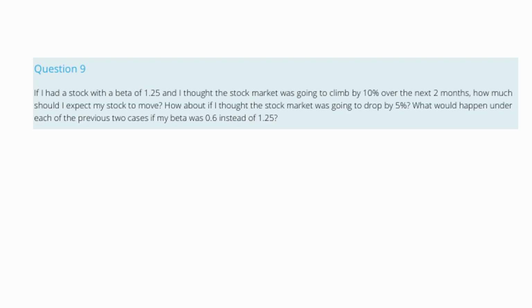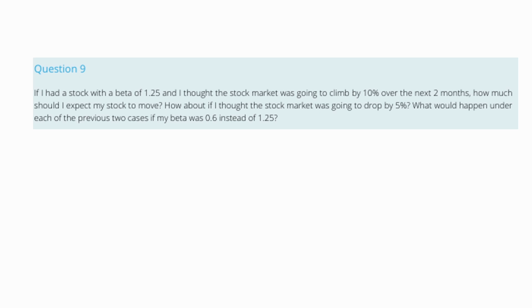The stock should increase by 12.5%. While in reality it will likely increase by either more or less than 12.5%, your best guess today would be for an increase of 12.5%. If it increased by more than 12.5%, it would be because firm-specific factors turned out positive, and if it increased by less than 12.5% or dropped, it would be because firm-specific factors turned out to be negative. The 12.5% is based on the firm's sensitivity to market factors.